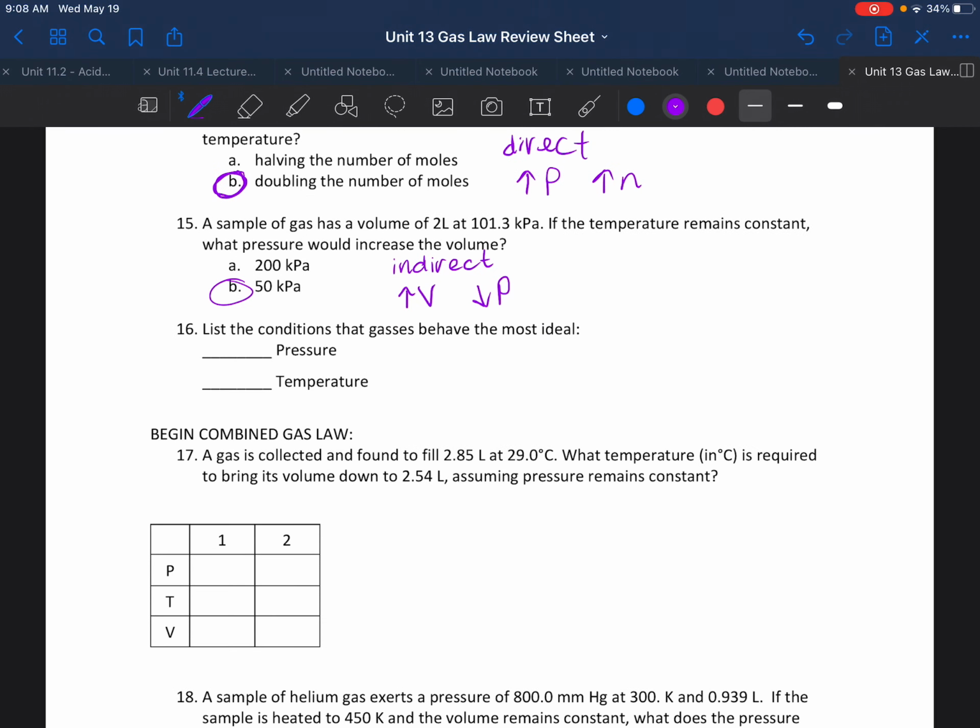16. What conditions of pressure and temperature give us the most ideal gas behavior? This is when we have low pressure and high temperature. Low pressure means that they aren't forced to interact with each other. High temperature gives them that energy for them to move quickly. So these are the most ideal conditions.